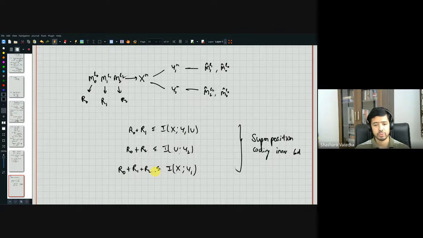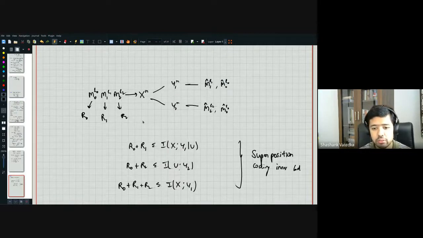So this is the case where you have a common message also. Here M0, M1, and M2 are all independent of each other. Okay, so this is just a simple generalization.